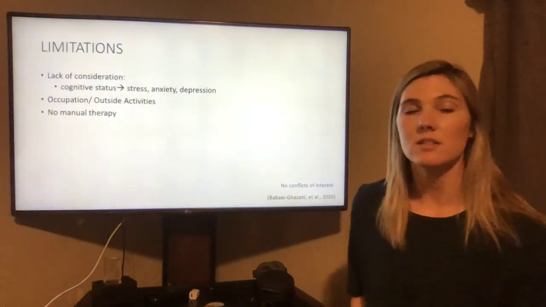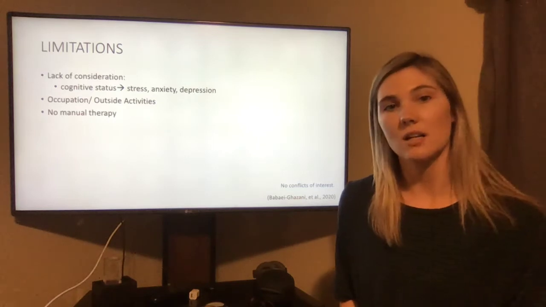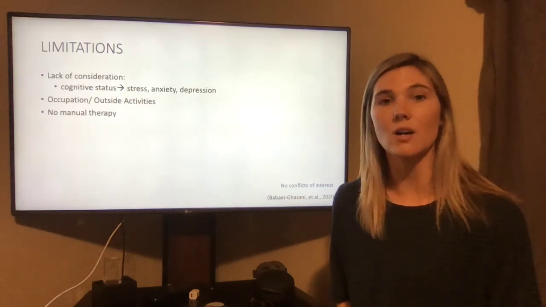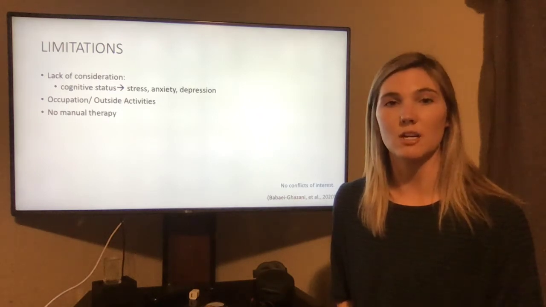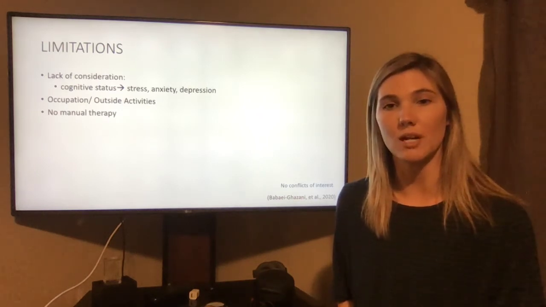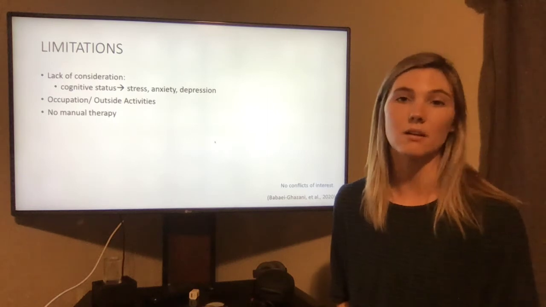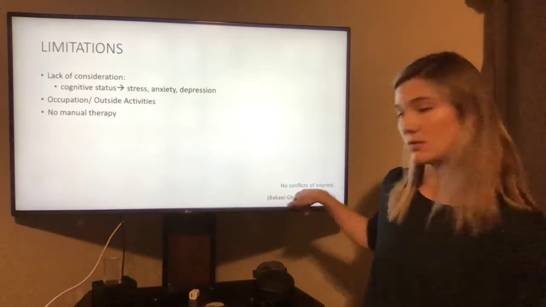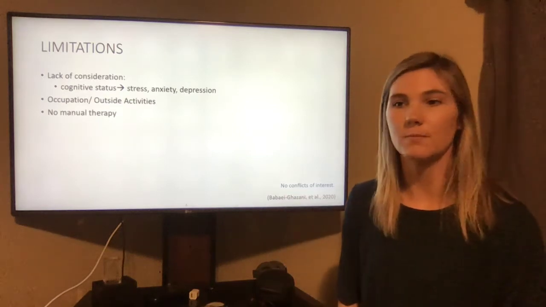Okay, the limitations of this study: they didn't take into consideration cognitive status in terms of stress, anxiety, depression, which can obviously affect the outcomes. They didn't limit occupation and outside activities, and they didn't do manual therapy, which they mentioned in the study as something that they would want to do in the future. And this says no conflict of interest right there.